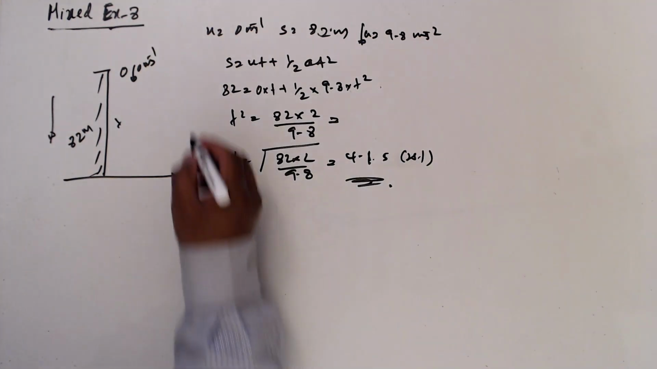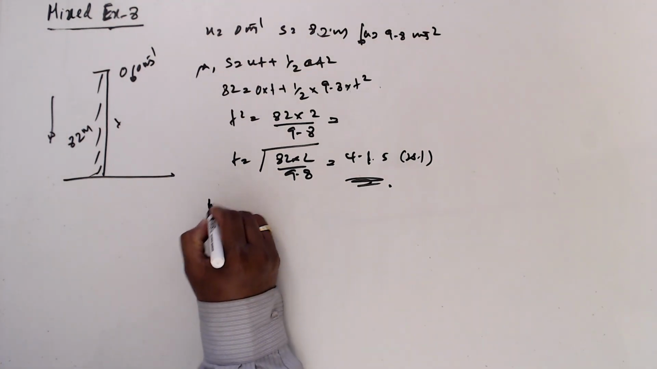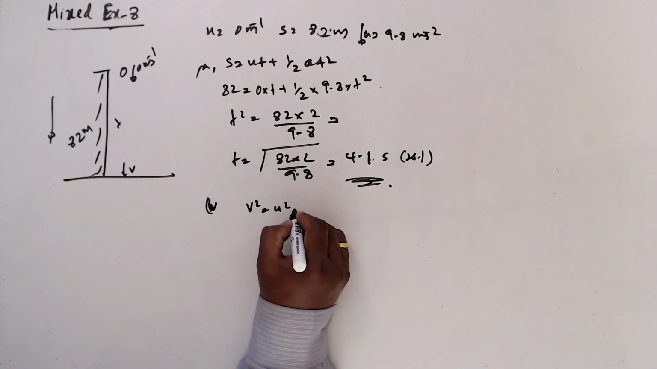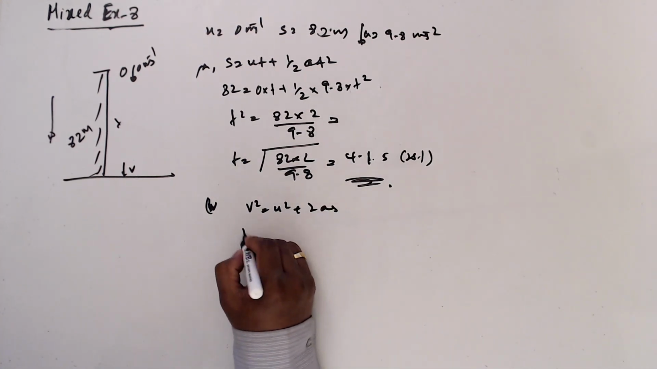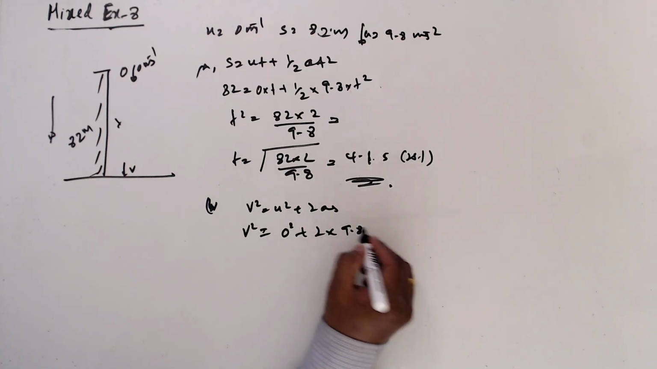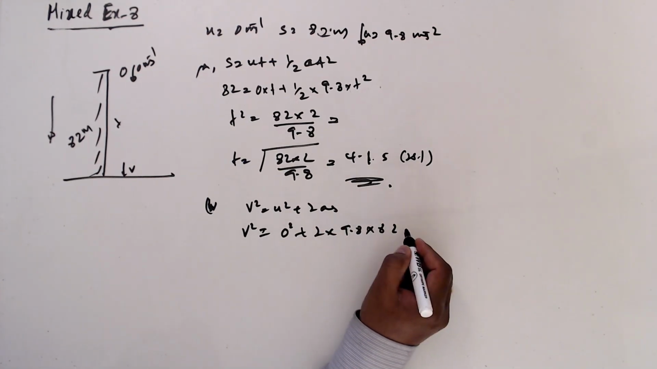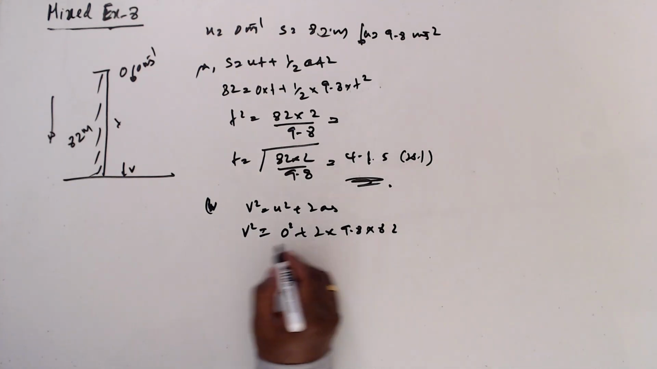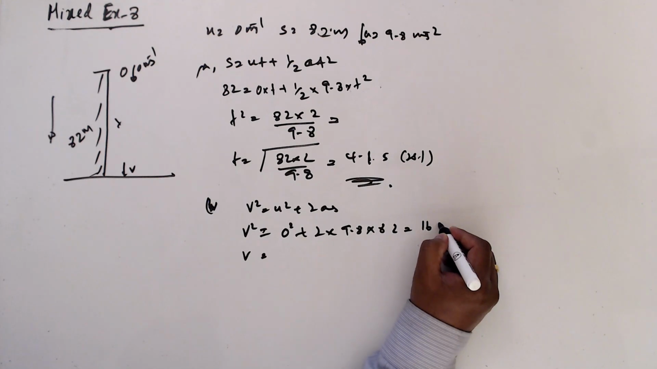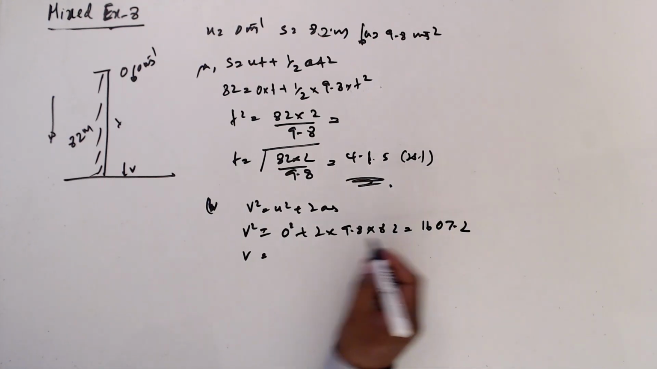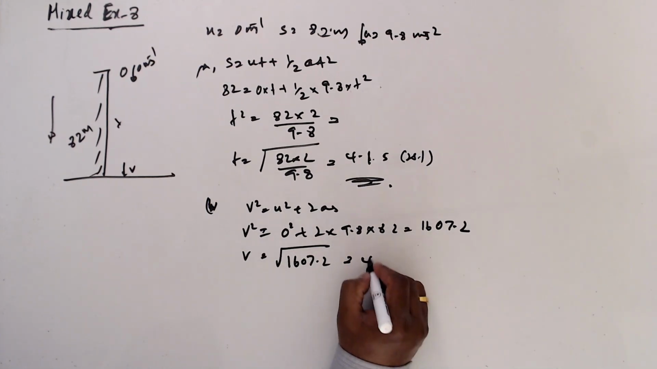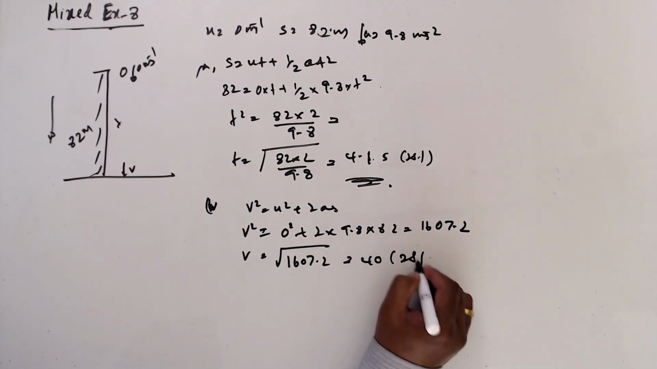Part B, we need to find the speed v. So we'll use v squared equals u squared plus 2as. So v squared equals 0 squared plus 2 times 9.8 times 82 meters. So v squared is going to be about 1600, so v equals the square root of that. This is going to be 40 to 2 SF.